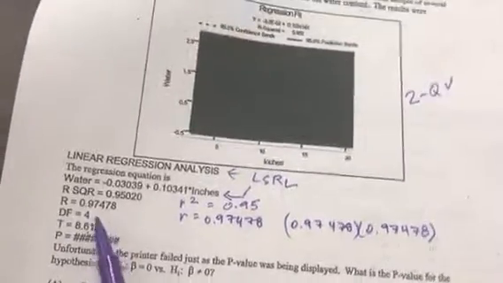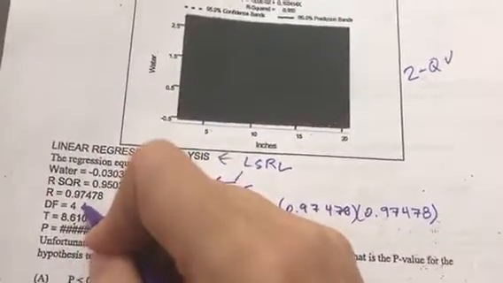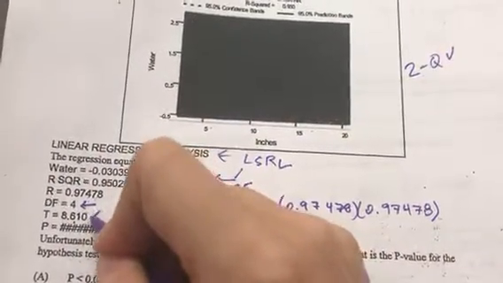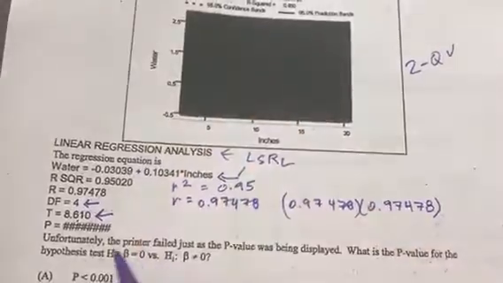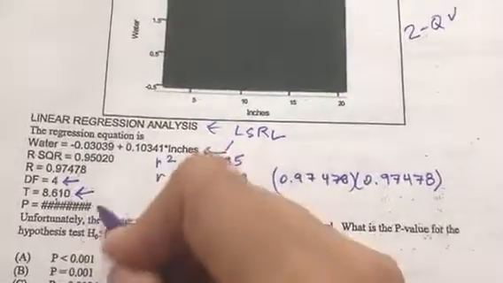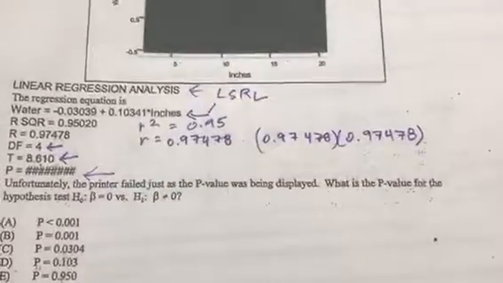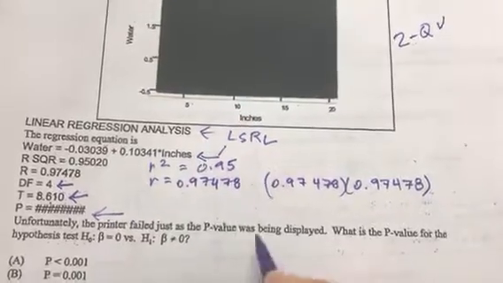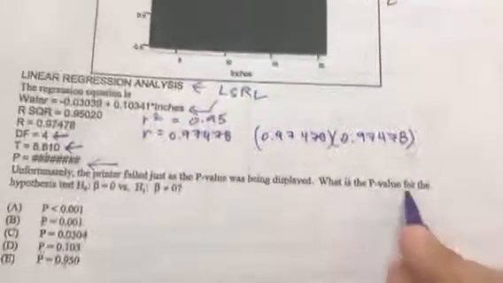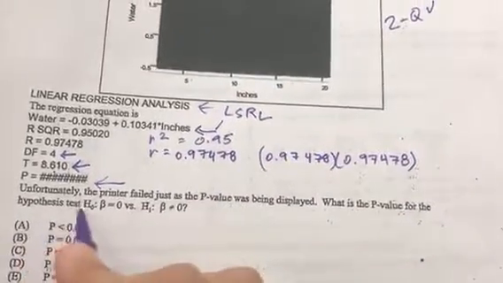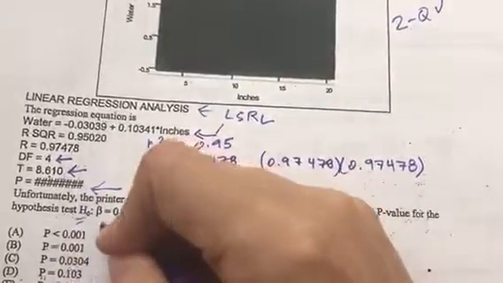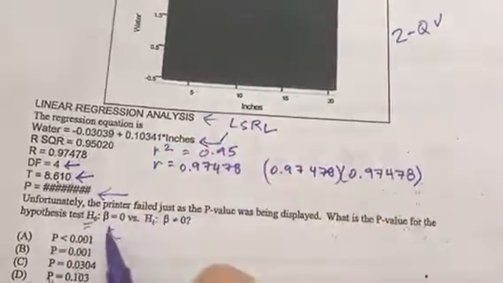So, what else did they calculate for us? Well, it appears as if they've given us the degrees of freedom and the t-value, but something happened with the printer and the p-value didn't print out. Is this something we'd be able to do ourselves? Well, it says here that the p-value for the hypothesis test is that the slope is 0, so that's always the null.